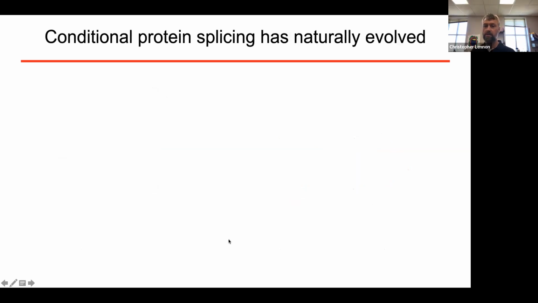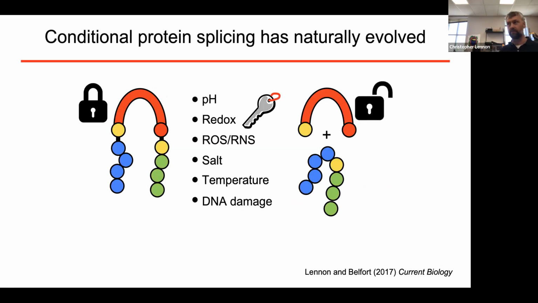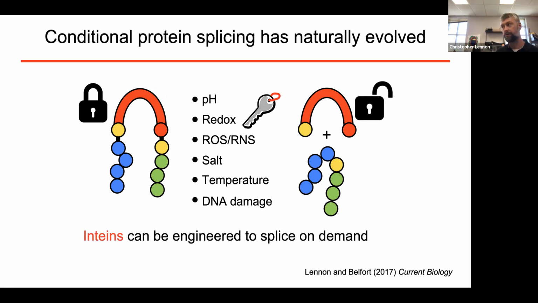Okay. So we also know that there are other examples of conditional protein splicing where this splicing reaction is tied to environmental conditions. And it turns out that through directed evolution, scientists have even evolved an intein to splice in response to a signal.